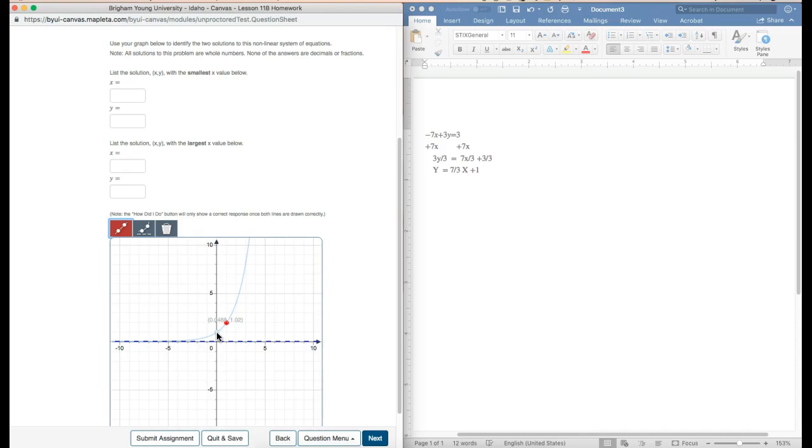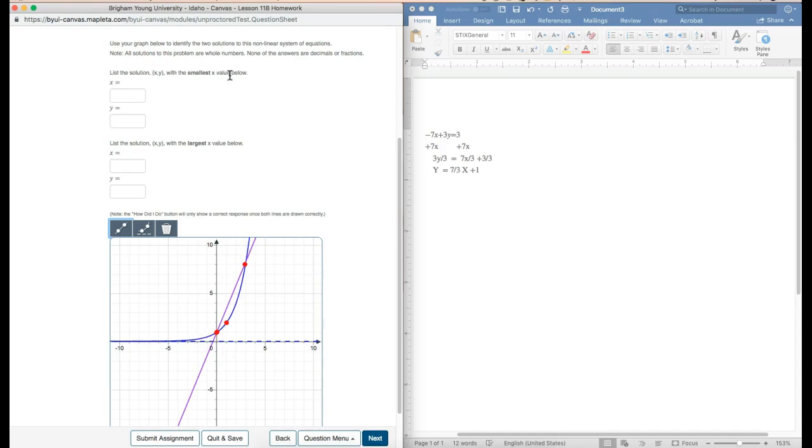And then from here, I'm going to move up 7 and over 3, rise over run. So from here, 1, 2, 3, 4, 5, 6, 7, and then over 3, 1, 2, 3. Awesome. It looks like it intersects exactly right there too. So that tells us our two solutions.